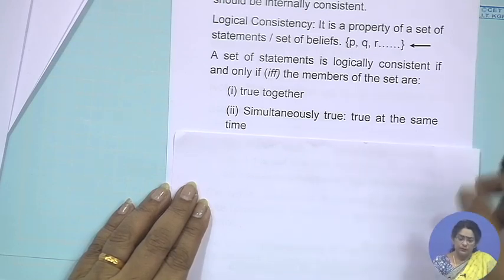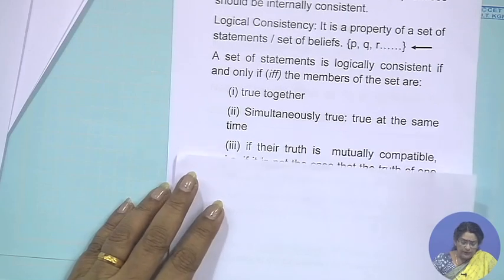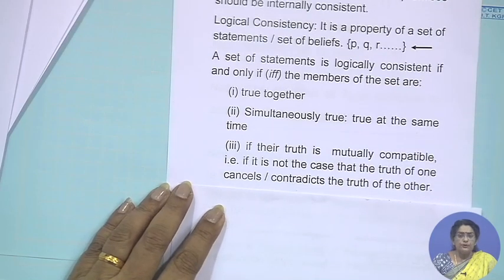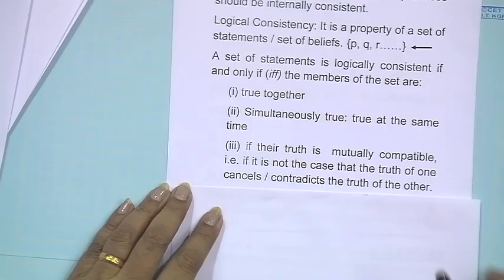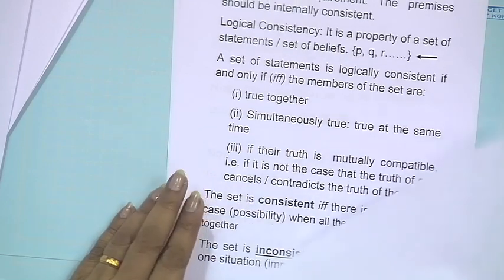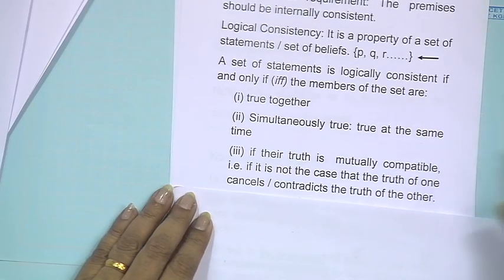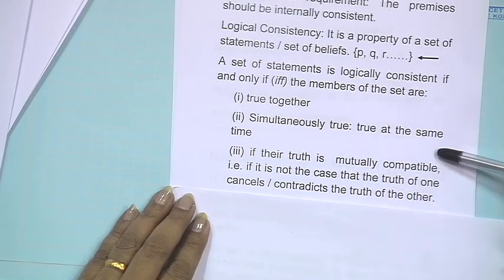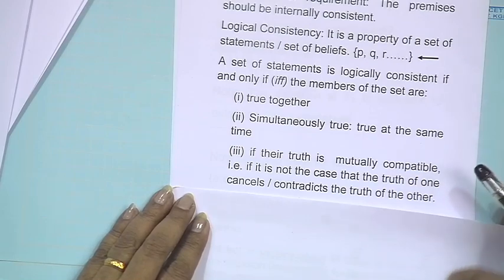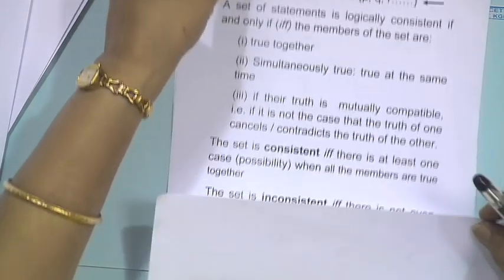This is what we require. Or the other way to understand it, that their truth is mutually compatible. So, it is not the case that when one of them is true, as I was saying, it cancels or contradicts the truth of some other member in the set. So, in a way we call logical consistency a property of a set of statements when either they are true together or they are simultaneously true, or when their truth is mutually compatible.